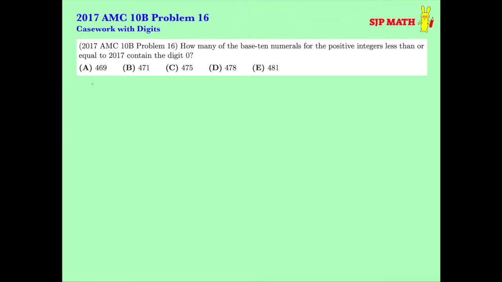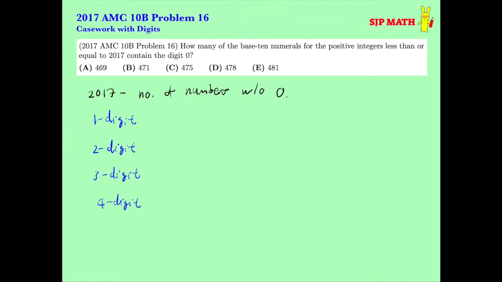So we're just looking for 2017 minus the number of numbers without a 0. Okay, so we're going to split the cases into 1-digit numbers, 2-digit numbers, 3-digit numbers, and 4-digit numbers, because we're only going up to 2017, so up to 4-digit numbers only.